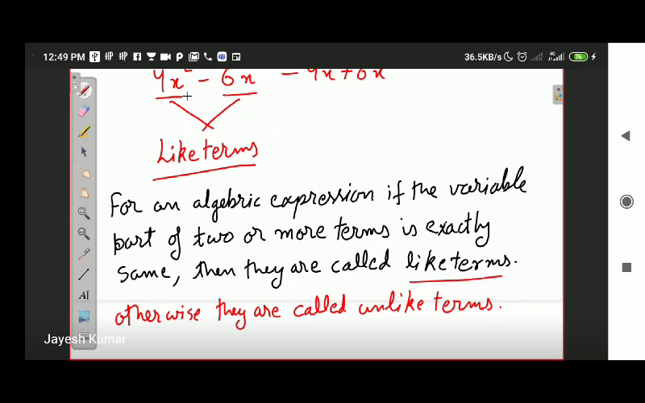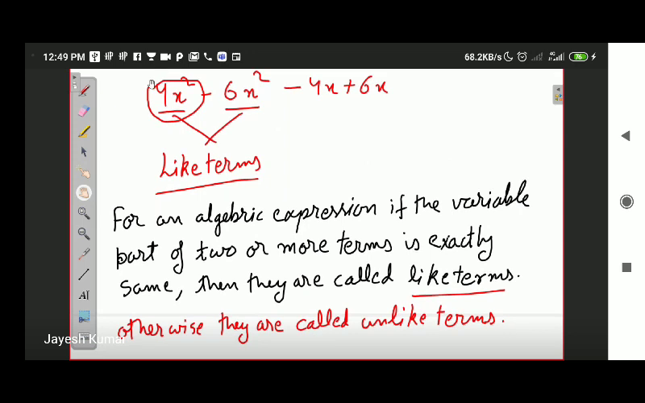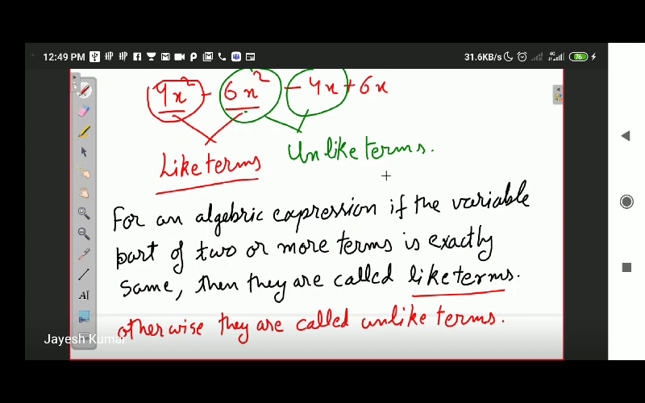So for this algebraic expression there is 4x square and 6x square. So pair of 4x square and 6x square will be called as like terms, and pair of minus 4x and plus 6x will again be called as like terms. But if we talk about 6x square and minus 4x, they are unlike terms. Okay, so this was all related to terms. Let us quickly do a question related to it.